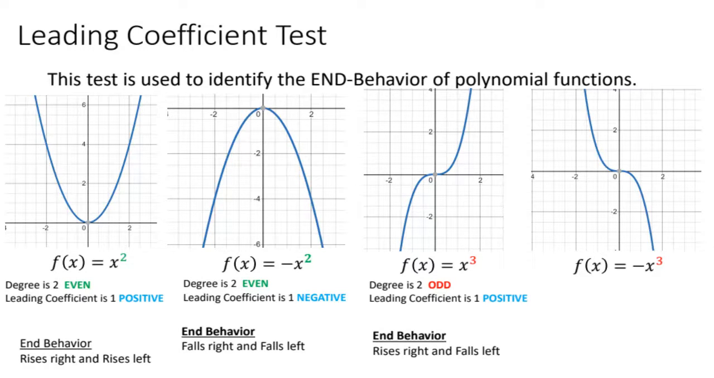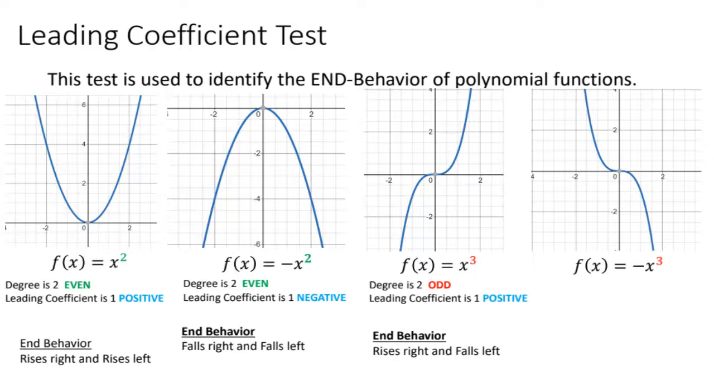keep increasing. The way the book states it, we look at the end behavior. So if I go back to my even function, where the leading coefficient is a positive number, it's going to rise on the right and rise on the left. If the leading coefficient of an even polynomial is negative, then the end behavior is going to fall on the left and fall on the right.